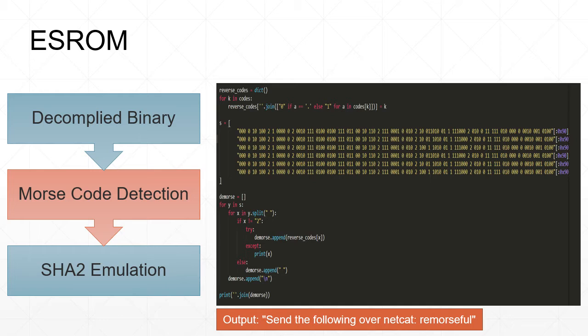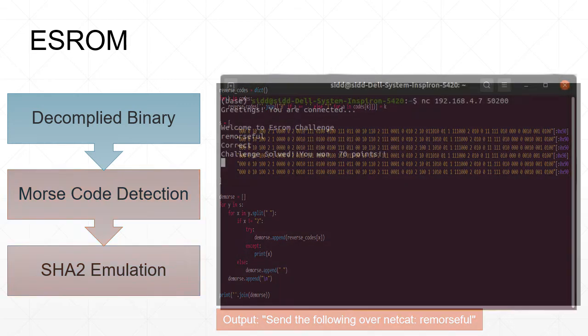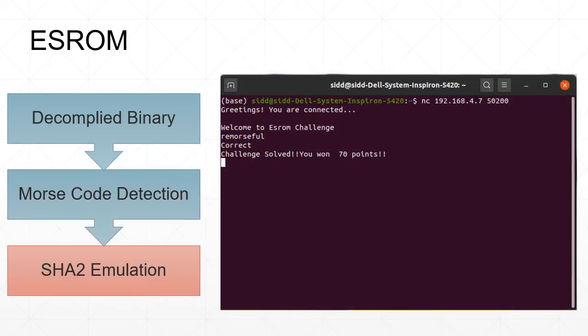Next, we found that there is a SHA-2 function which validates our input. We used GDB multiarch in order to extract the instructions of the function, compile it with a C driver program and emulate it using QEMU. After all these actions, we were able to find out that remorseful is our correct string. When we sent the string remorseful to the device, it got validated by all those functions and we got correct as the output. This is the way we solved the SRAM challenge.